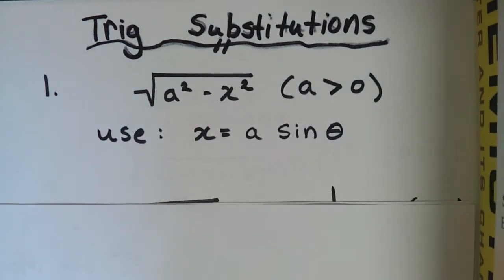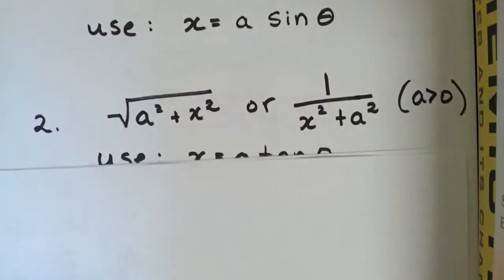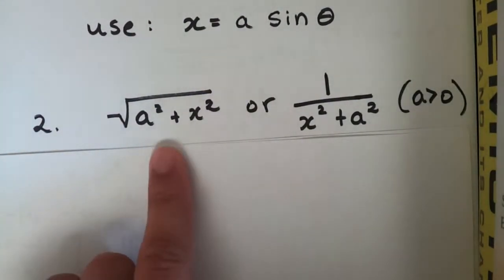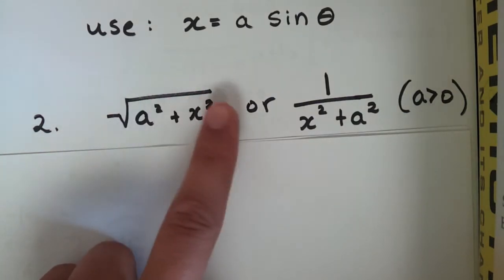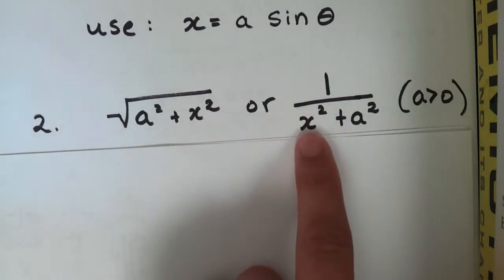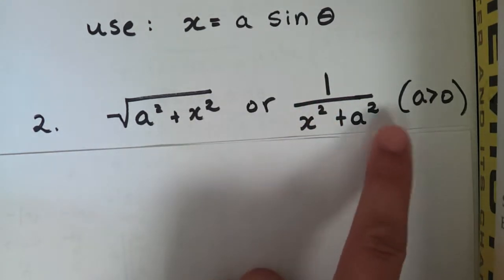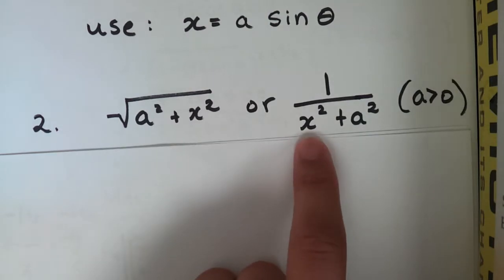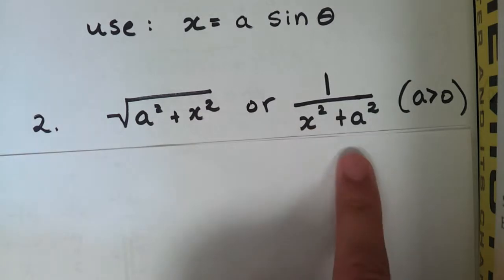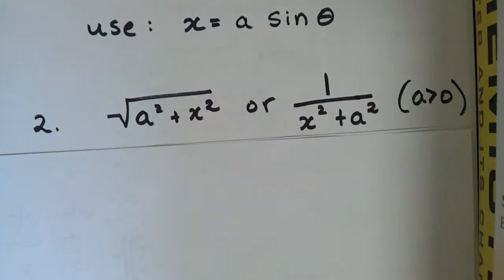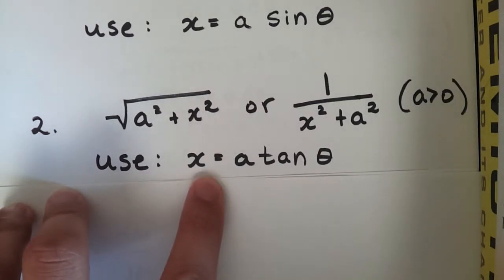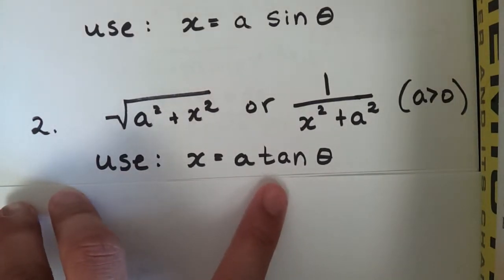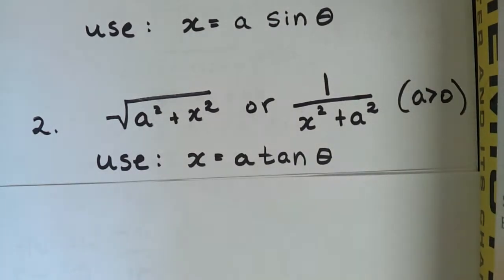Okay, then the next one we have is of the form a squared plus x squared under the square root, or you have 1 over x squared plus a squared, where a is greater than 0. Notice in the second form that there is no square root. So this one has a square root, this one doesn't. When we use this one, you're going to have x equals a times tan theta. That's when you use this form.